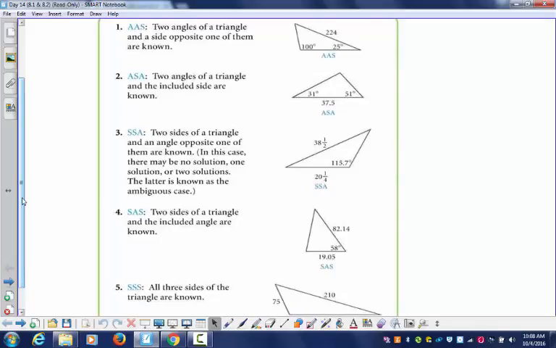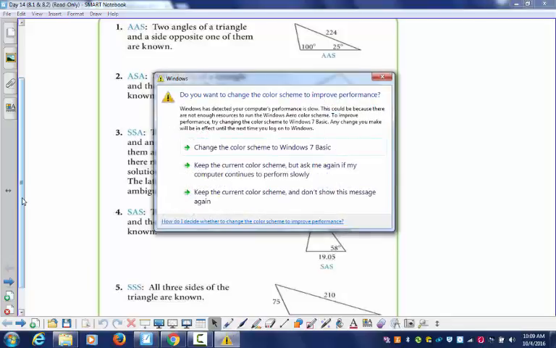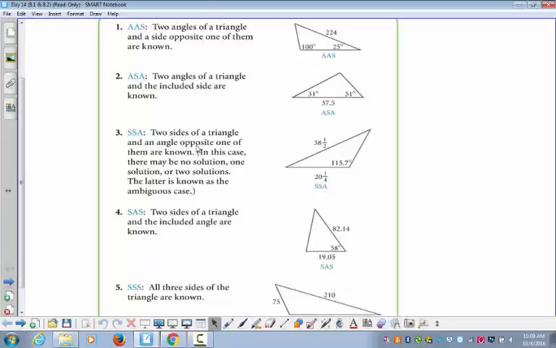This one is angle-angle-side, AAS, because we have two angles and then a side. And that's different than angle-side-angle. Even though we have two angles and a side, this side is in between the two angles that are given. So it's ASA instead of AAS. Side-side-angle, same idea. We have two sides, and we have an angle that's not in between the two sides. And then SAS, the angle and two sides, with the angle in between the two sides.